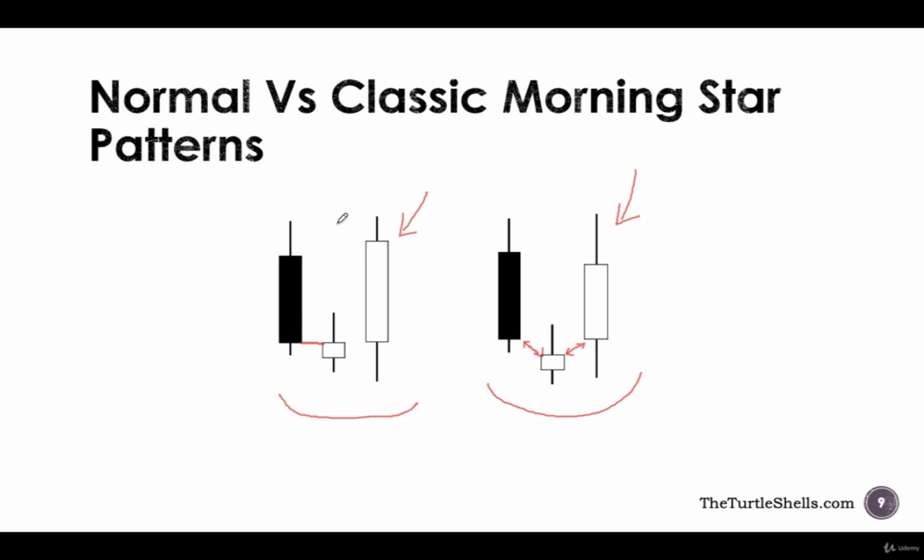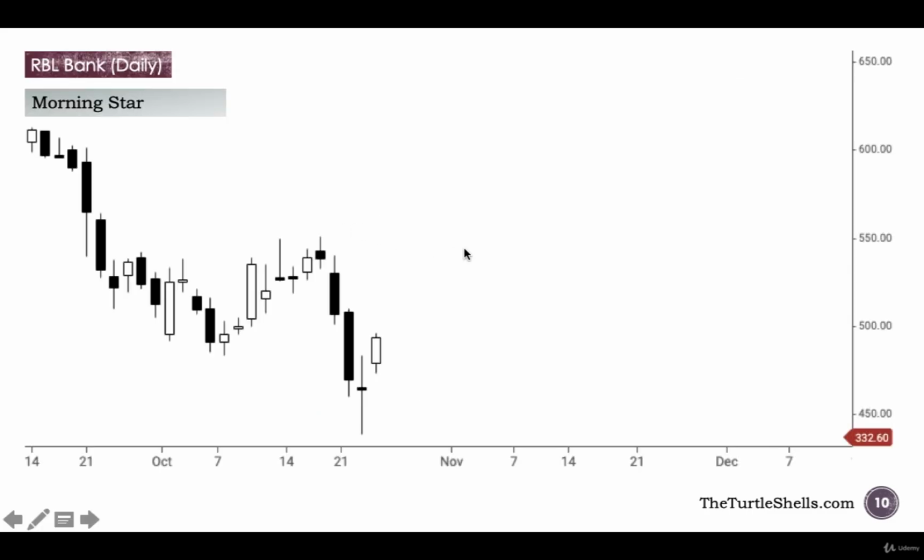Okay. So let's quickly have a look at an example. So this is the stock of RBL Bank. It's a daily time frame. Okay. So the market is coming down, then it goes up for some time, then crashes again. Okay. Three consecutive black candles, large black candles. This is our star because it doesn't touch the prior black real body. So that's a star which indicates indecision.